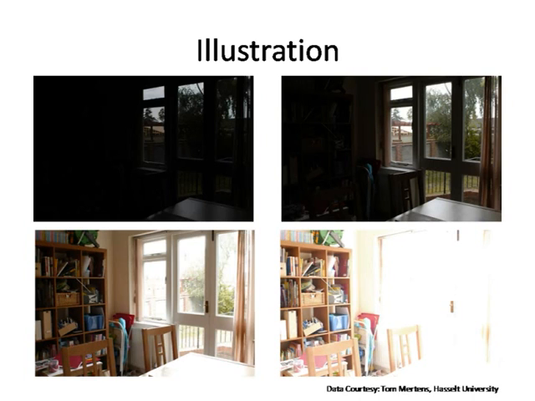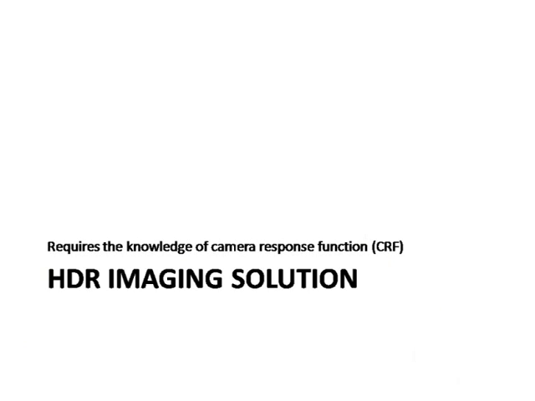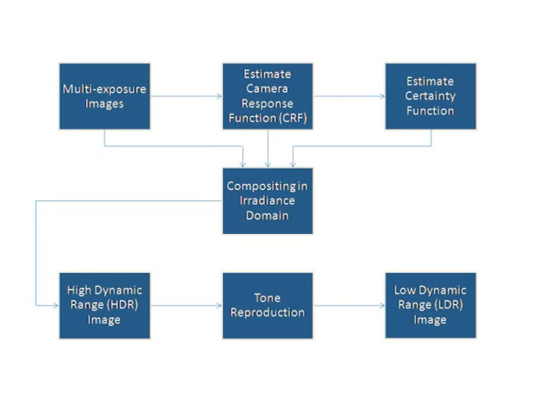images? Here is an illustration of a scene which has a very high dynamic range. We usually capture multiple differently exposed images to span the entire dynamic range of the scene and composite them. This process, traditionally called high dynamic range imaging, requires the knowledge of the camera response function. We first estimate the camera response function, called CRF, from multiple differently exposed images.